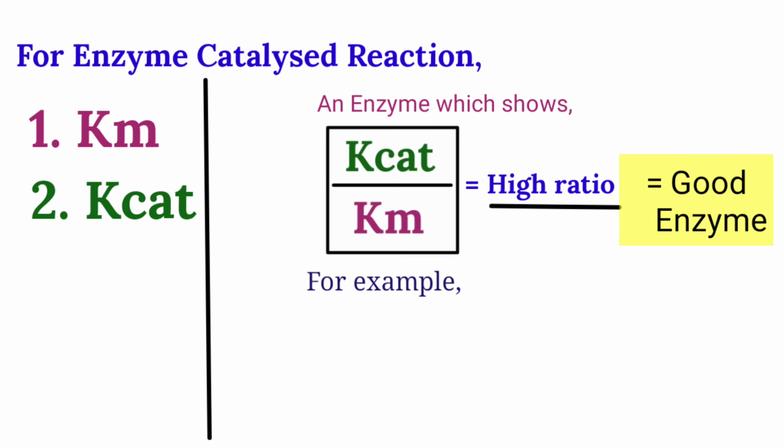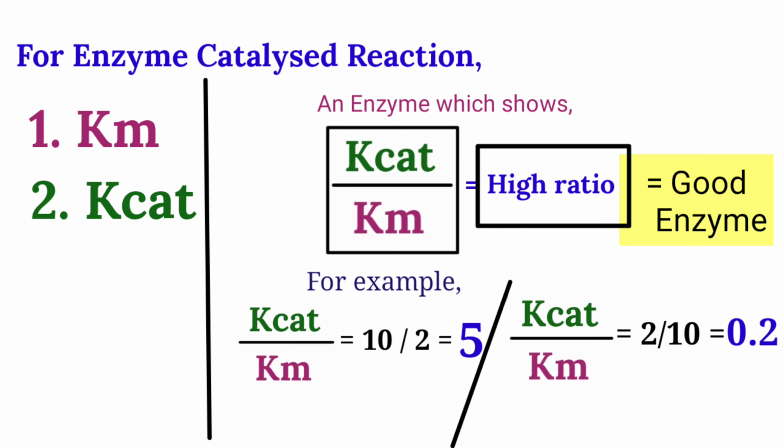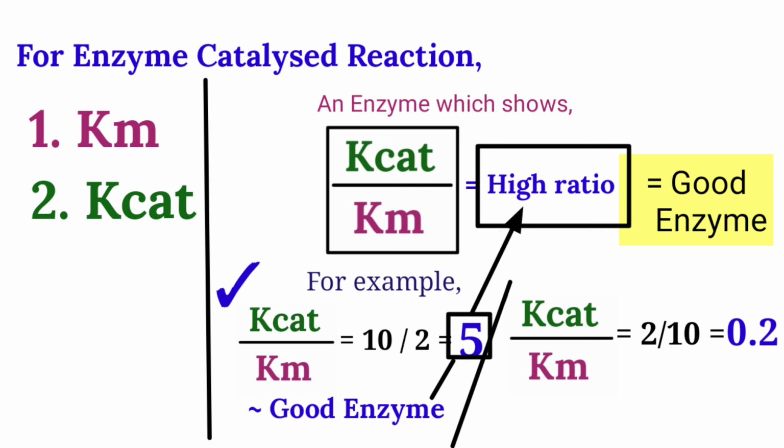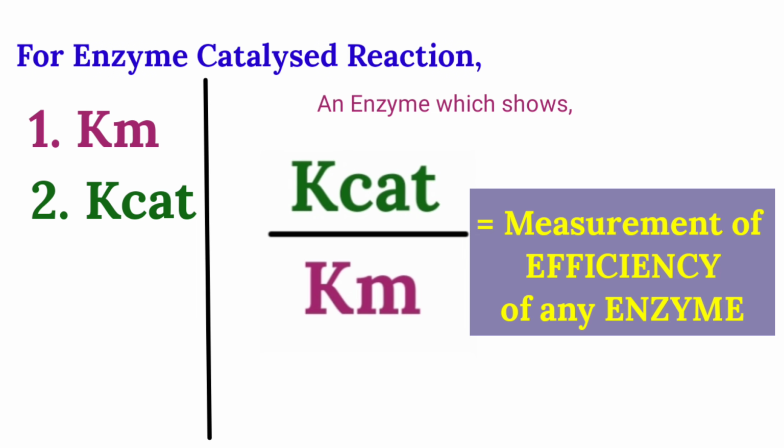To understand this, let's see an example. Here we have written Kcat divided by Km. Suppose Kcat value is 10 and Km value is 2. The answer will be 5. And if you write it the opposite way, Kcat value 2 and Km value 10, the answer will be 0.2. So we are expecting the high ratio. The first case indicates that this enzyme is good because it is showing a high Kcat to Km ratio. So Kcat divided by Km is the measurement of efficiency of any enzyme.